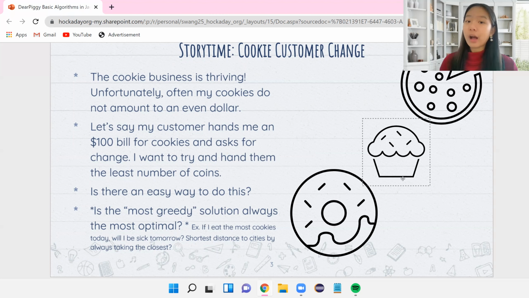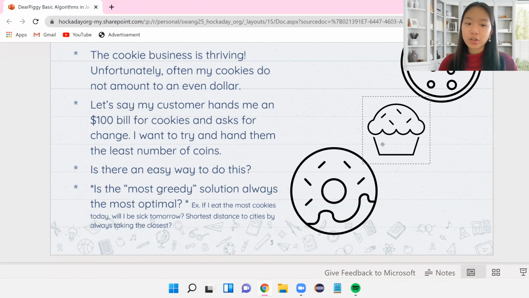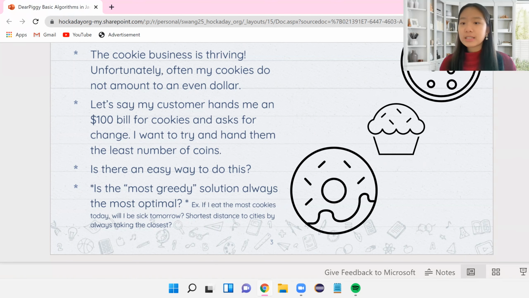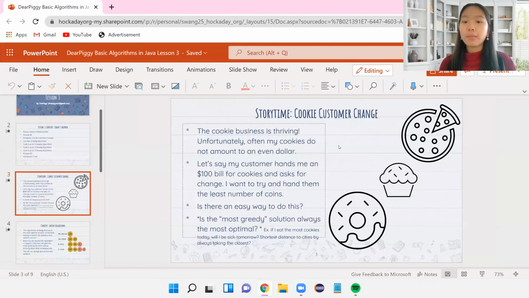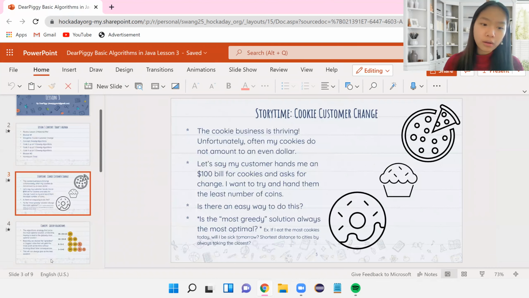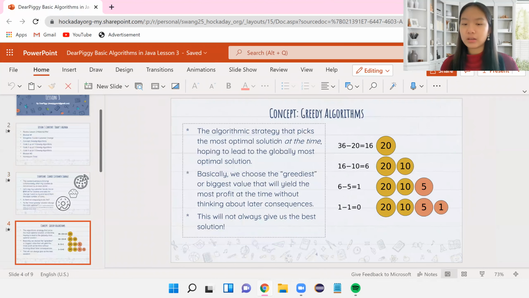There are a couple of things I want to talk about as a disclaimer before we get started. Is there an easy way to do this? Yes. But secondly, I want to bring up this idea: is the most greedy solution always the most optimal? In a second, we're going to talk about what the most greedy solution would be. So we're going to come back and revisit this question, but let's first talk about what a greedy solution is.